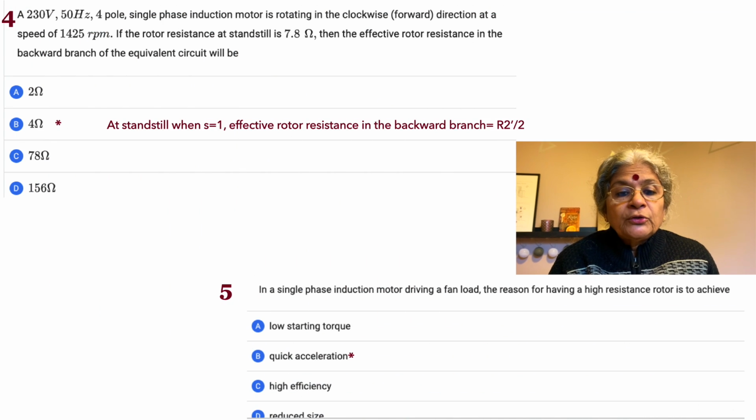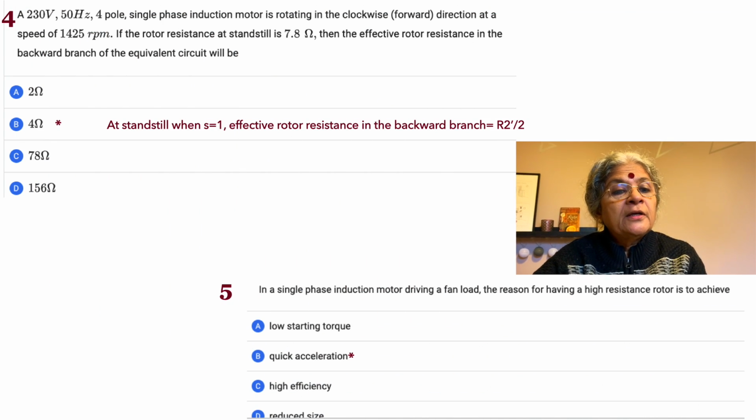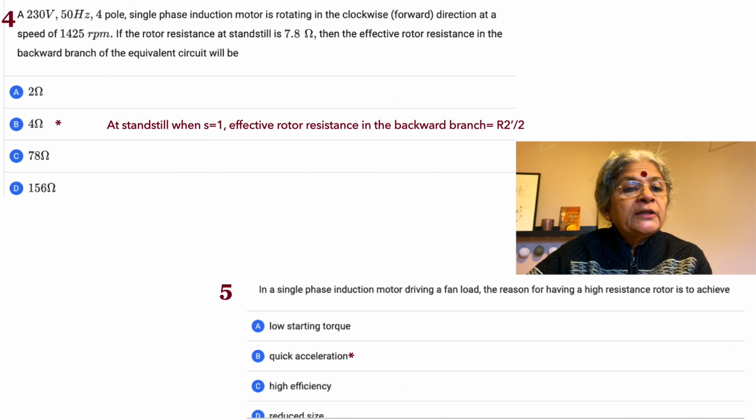So let's move to the next question, which tells us that a 230 volt, 50 hertz, 4-pole single phase induction motor is rotating in the clockwise or forward direction at a speed of 1425 rpm. So we know how to calculate the slip here, and we know how to calculate the synchronous speed here. Same old idea of 120 f by P, and slip is also there. If the rotor resistance at standstill is 7.8 ohms, so R2 dash at s equal to 1 is given as equal to 7.8.